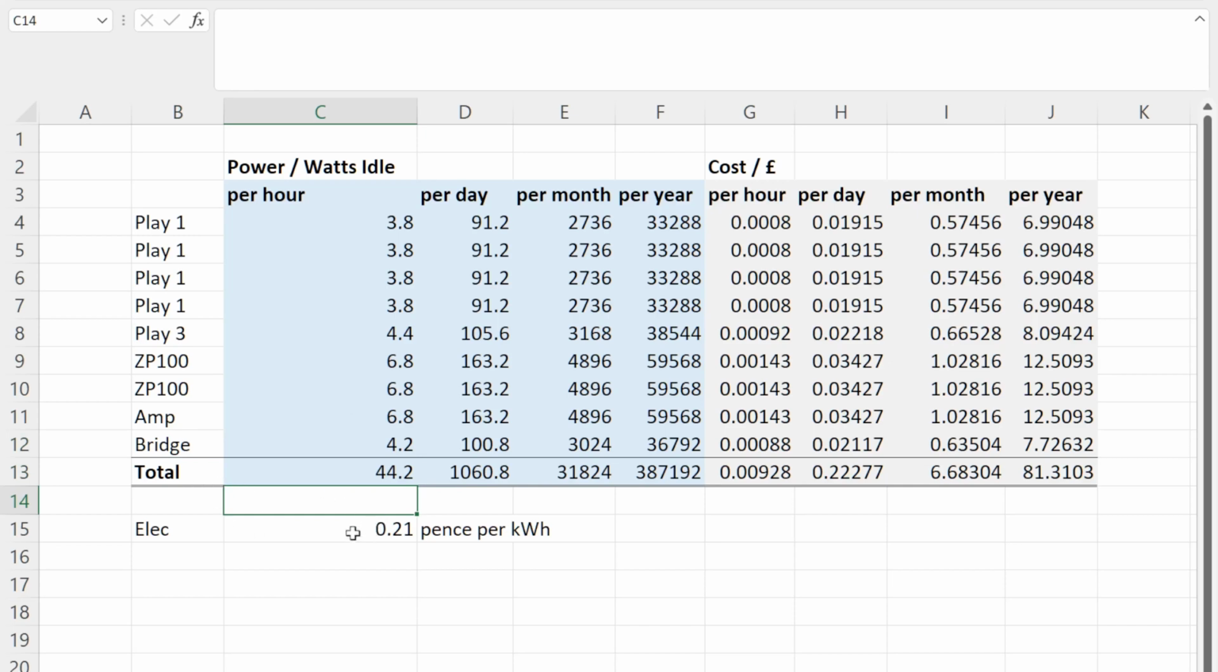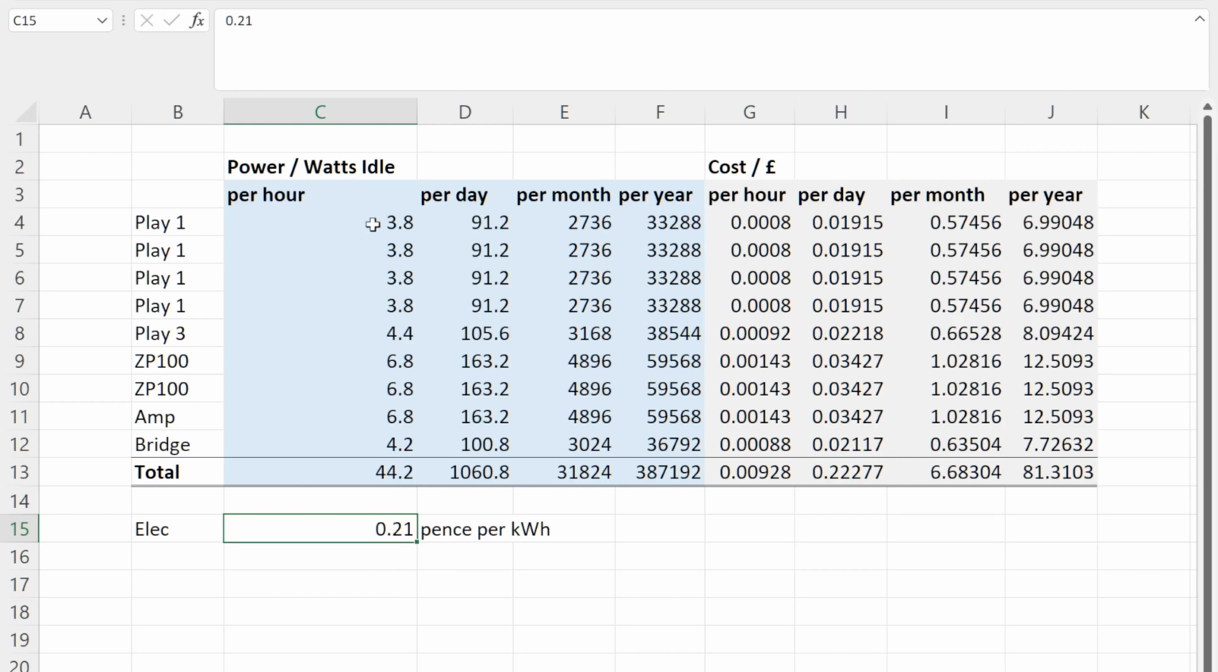So I've entered 21 pence per kilowatt hour. That's the current rate in early 2022 in the UK. It's going to go up to 28 pence minimum in April. So I'll add and change these numbers in a minute. So what have we got?